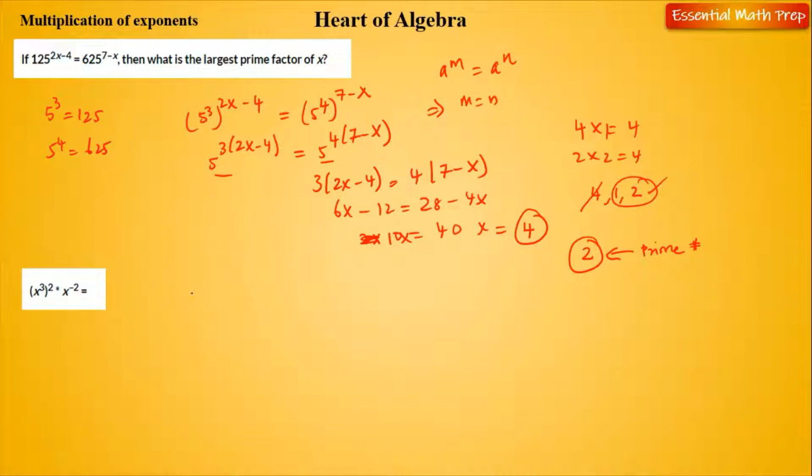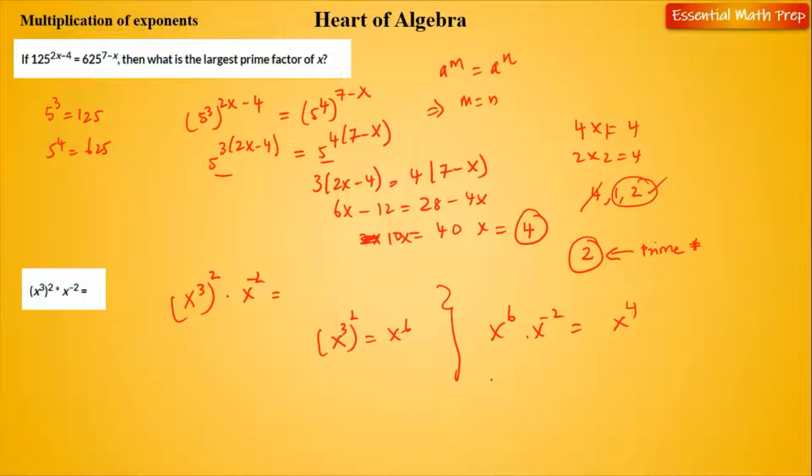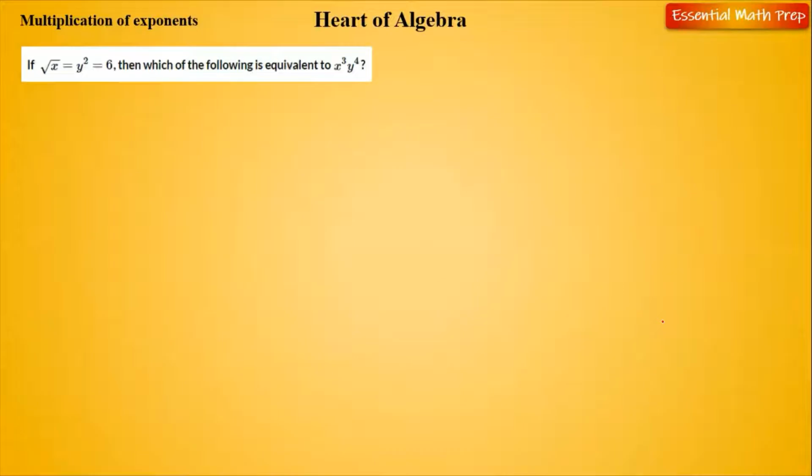Interesting problem. So we have x cubed raised to the power 2 times x to the power negative 2. This is x cubed. Let's do this portion, which is a to the power m to the power n, equals a to the power m times n, so x to the power 6. So we substitute x to the power 6 in here. So x to the power 6 times x to the power negative 2 is x to the power 4, because a to the power m times a to the power n equals a to the power m plus n. That'll give you that answer.